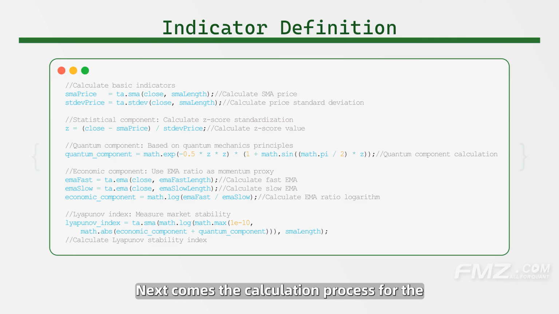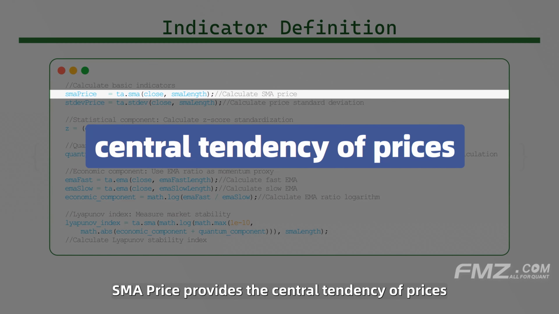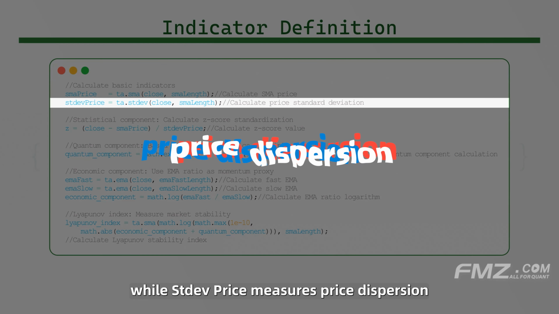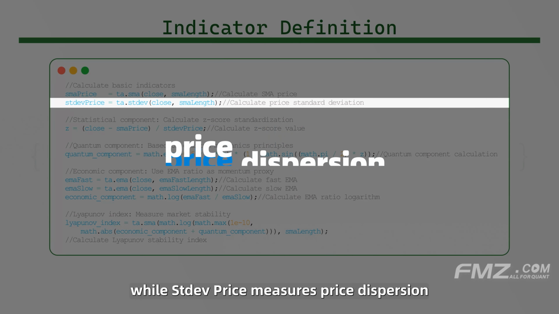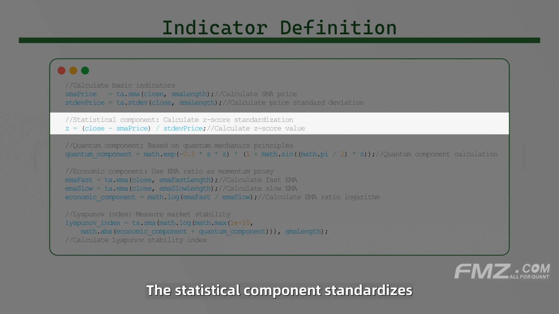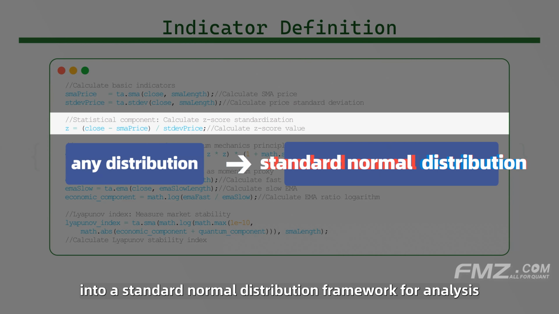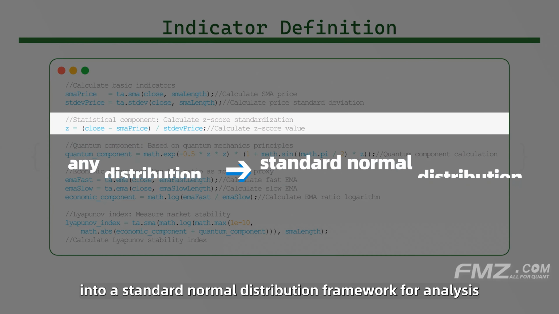Next comes the calculation process for the 4 core components, which demonstrates the specific application of cross-disciplinary theories. First, we calculate basic statistics. SEMA price provides the central tendency of prices, while STED price measures price dispersion. These 2 indicators lay the foundation for subsequent standardization calculations. The statistical component standardizes prices through the z-score formula, which is a classic method in statistics that can convert any distribution into a standard normal distribution framework for analysis.